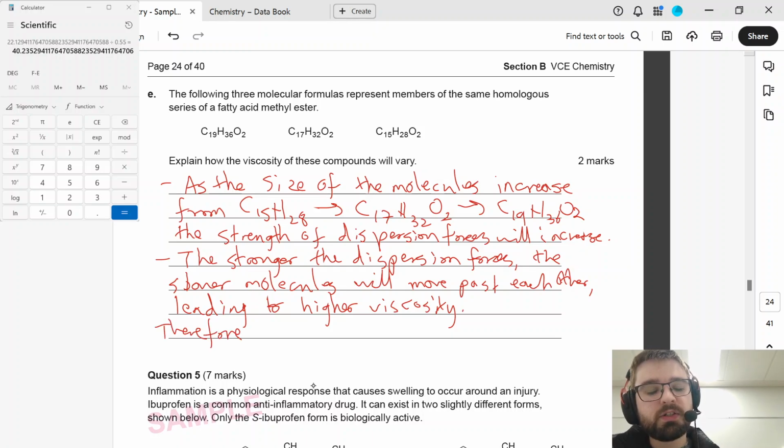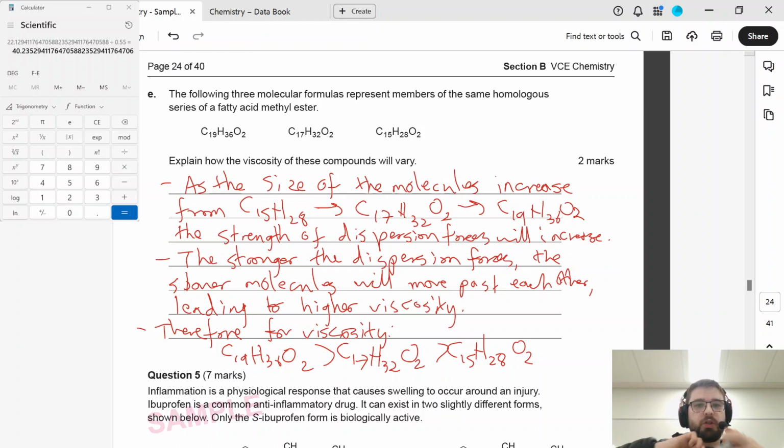And just to make it painfully obvious, there we go. So basically just bigger things have more electrons, so therefore there's more strength between them, so they're basically not going to move as fast when they're around. So I'd say there's probably one mark for talking about stronger dispersion forces, and then another mark for relating that to dispersion forces and size somehow.